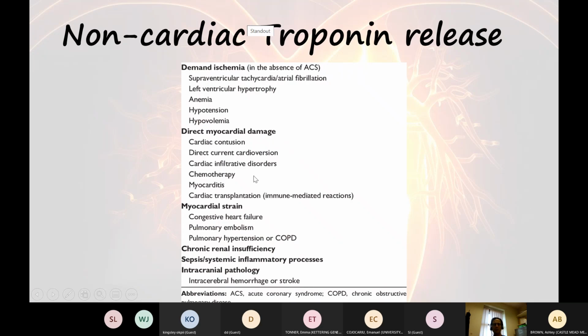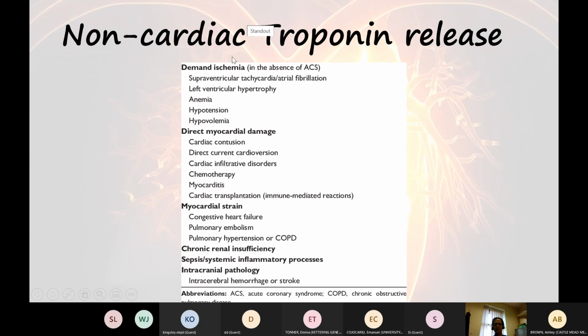So a slightly more full list of non-cardiac troponin release. I mean, there are any number of potential causes, and just basically if a patient is proper poorly, as we used to say when I was training, they will get a troponin release. And that's a marker of how unwell they are. It's a prognostically significant finding. It tells you that they're a poorly patient, but it doesn't tell you that they need to have a coronary angiogram. So there are broad categories.